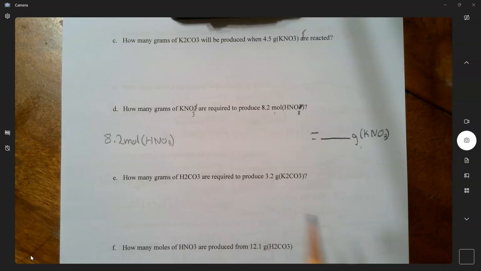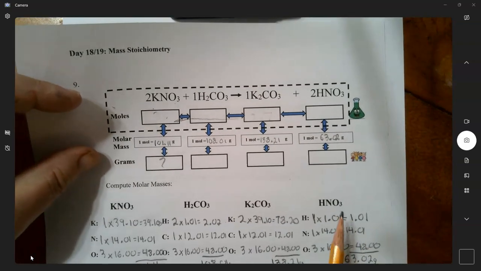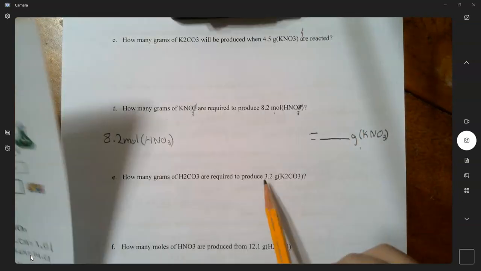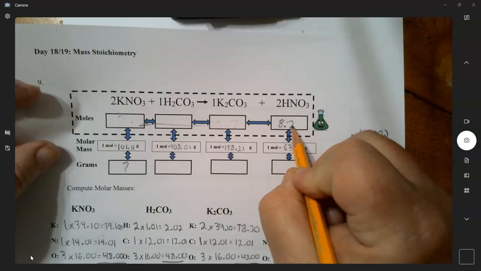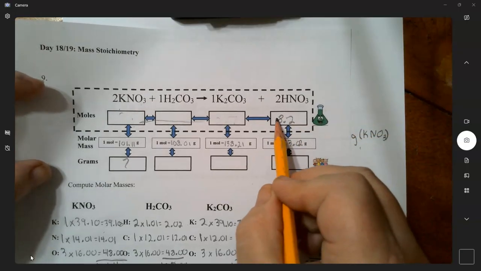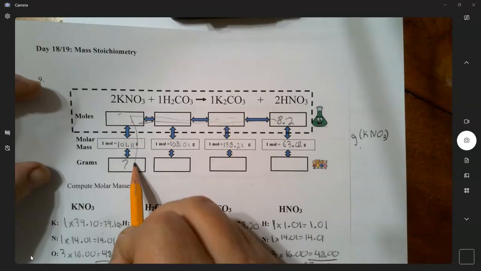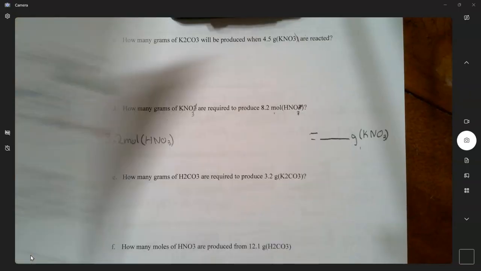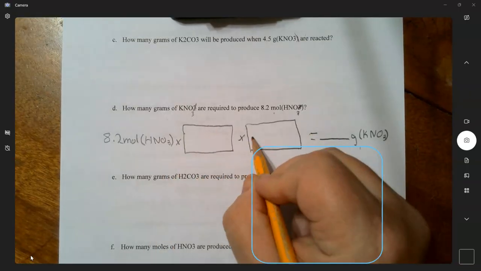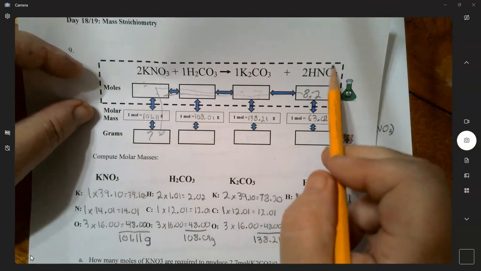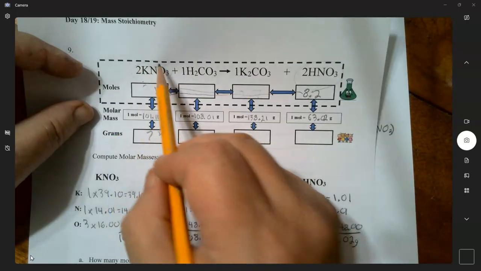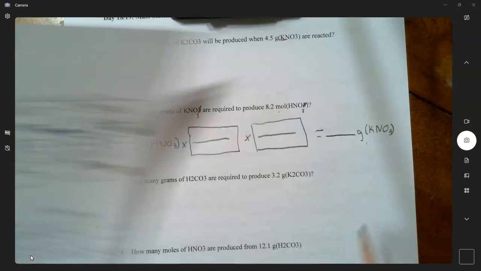And moles of HNO3 is where we're starting. That's right up here, and it's 8.2 moles. So we move from here across and down. 2 arrows, 2 boxes. First equivalency from here to here is out of the equation. It's 2 moles KNO3 equals 2 moles HNO3.